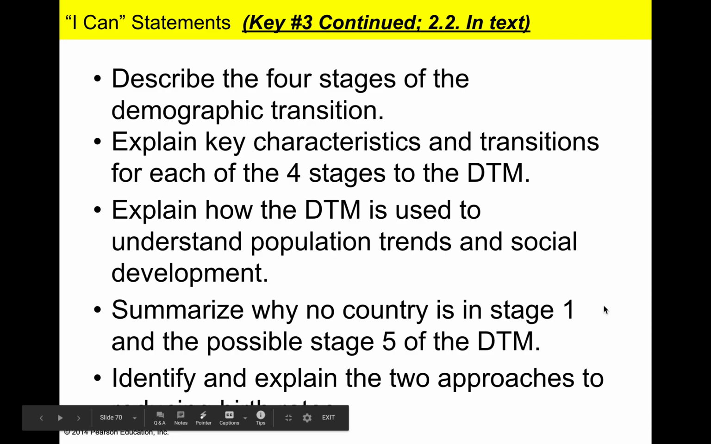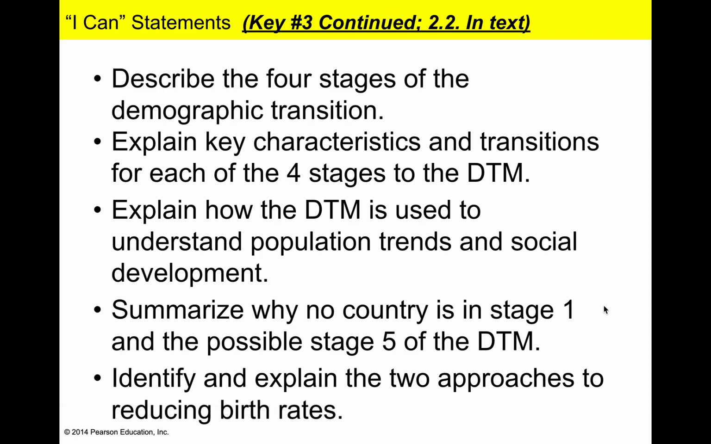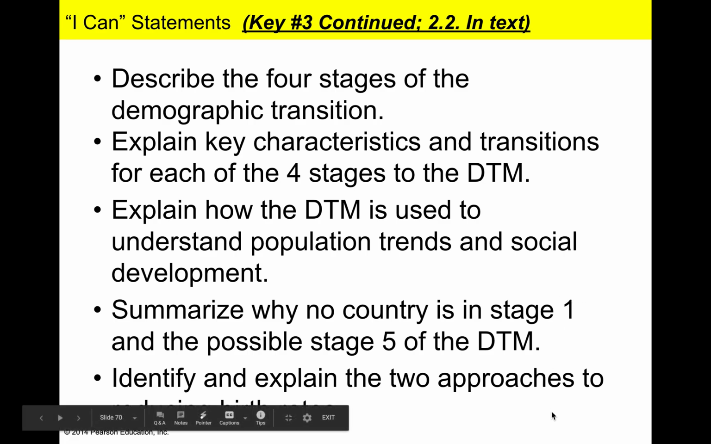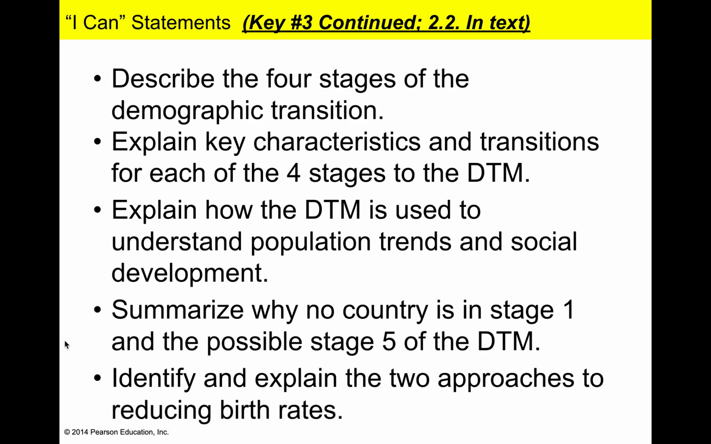All right, your I Can statements. This is continuation of key issue 2. 1. Describe the 4 stages of the DTM. 2. Explain key characteristics and transitions for each of the 4 stages of DTM. 3. Explain how the DTM is used to understand population trends and social development. 4. Summarize why there are no countries in stage 1 of the DTM and there are possible countries in stage 5. Identify and explain the 2 approaches to reducing birth rates.